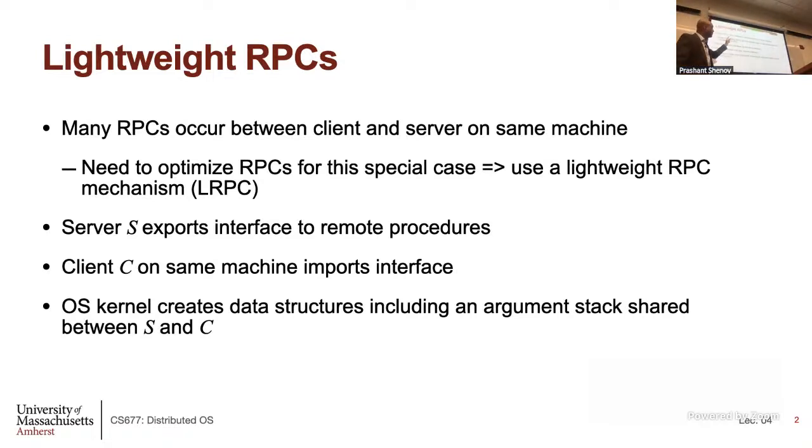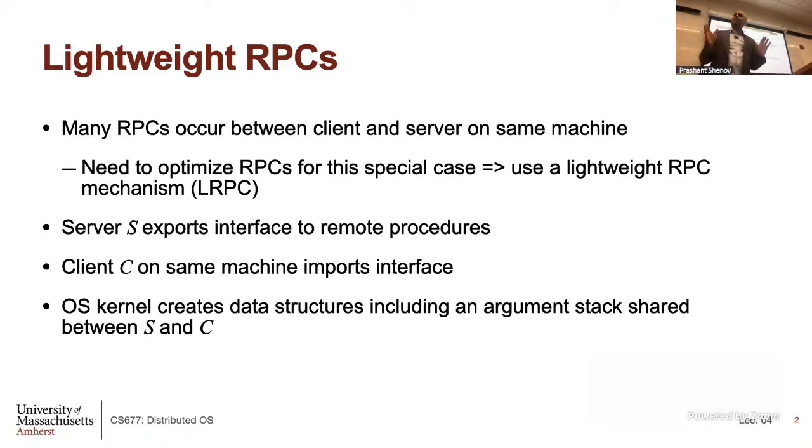Okay? So today we'll talk about a lightweight RPC. So the lightweight RPC, think of it as a special case where both the client process and the server process are on the same machine. The general case is where the two processes that are communicating using RPCs reside on two different machines over a network. But in the special situation where the client and the server are on the same machine, you can optimize the RPC runtime system, and that optimized version or the special case version is referred to as a lightweight RPC. So what can we do to actually make this more efficient?